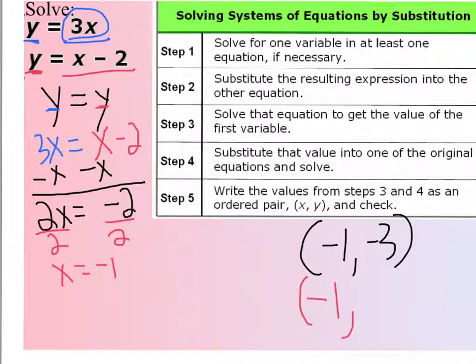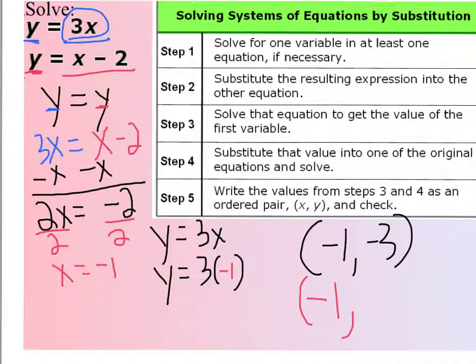Which matches our other answer on the graphing when we graph. But once you find x, you have to go back and take that and find y. Here's what you do. Take the -1 and put it into one of the original equations. So I'm going to put it right here.